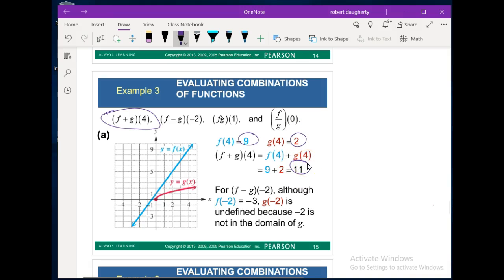You add them. So what is f minus g of negative 2? If I go over to negative 2, what is f of negative 2? f of negative 2, I see, is negative 3. What is g evaluated at negative 2? Well, there is no value of g at negative 2 because g only starts at 0, so it is undefined. So f minus g of negative 2 is undefined because g of negative 2 is undefined.